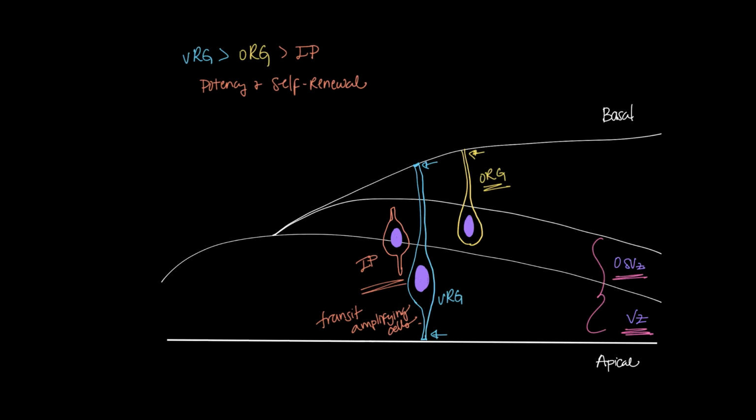And it's important to note that both the outer radial glia and the intermediate progenitor come from the ventricular radial glia. And then the intermediate progenitor can be derived from the outer radial glia or the ventricular radial glia. So this is where we have this distinction where the ventricular radial glia have the greatest potency and the greatest self-renewal capacity, followed by the outer radial glia, and finally the intermediate progenitors.